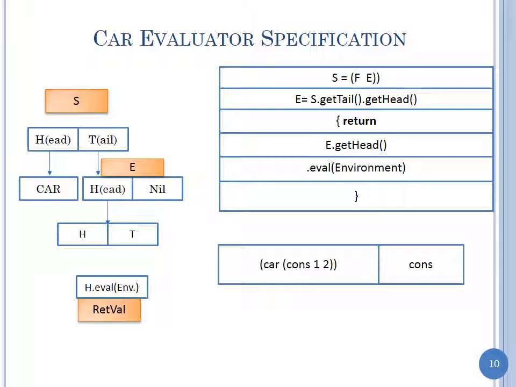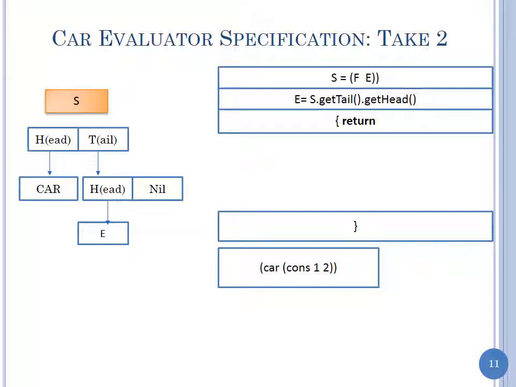Yeah, Andrew? So from E, you're going to the head, and the head's the cons, and so you're just talking about the cons, but it's not taking into account the tail. So you should do an eval on E, right? So that's what we need to do. Okay, so this was wrong. E dot get head was wrong. So now we are going to do a take 2 and do an E dot eval.